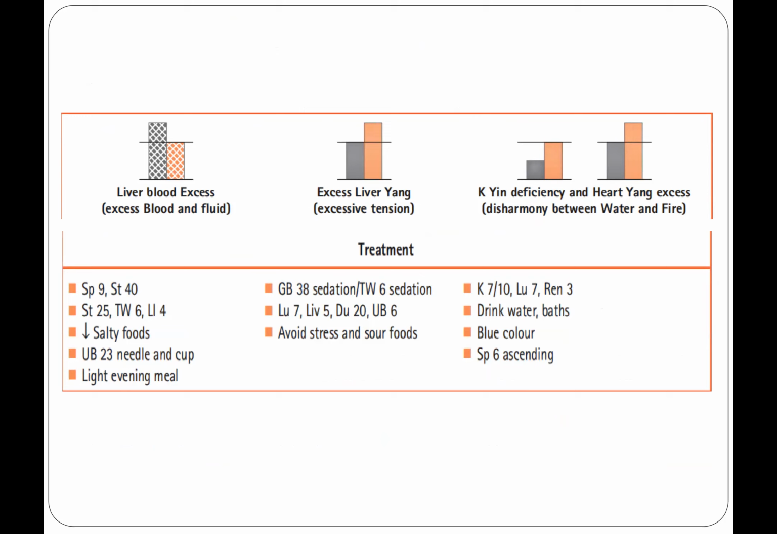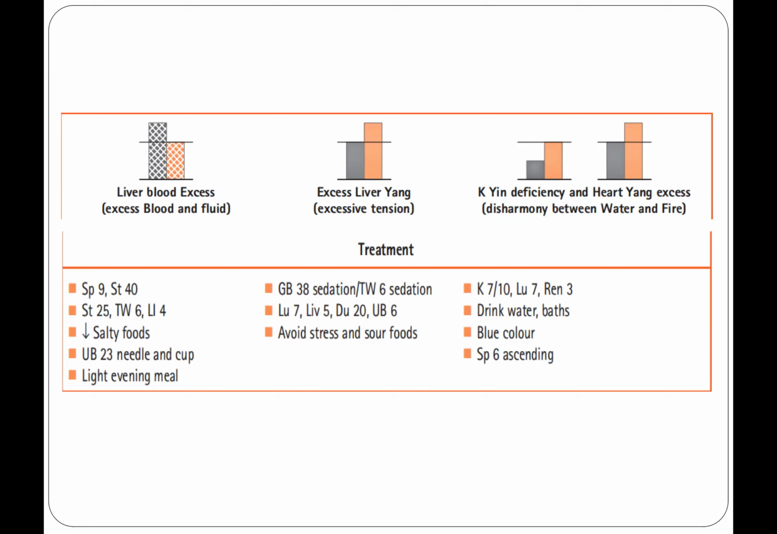Then pag excessive liver yang naman po, ito yung excessive tension. So ang treatment natin ay gallbladder 38. Isedate po natin yan, kasama ang triple warmer 6, isesedate din po siya. Then lung 7, liver 5, GV 20, urinary bladder 6. So kailangan po avoid ang stress at saka maaasim na pagkain.